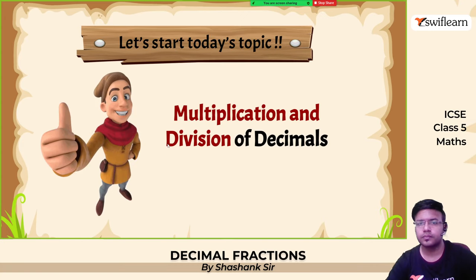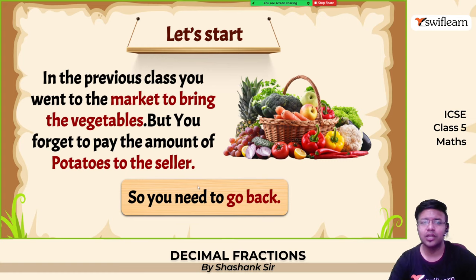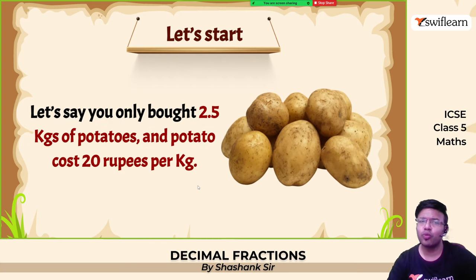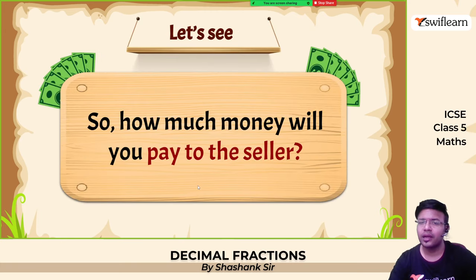Now, let's start the new topic today, multiplication and division of decimals. Operations such as addition, subtraction, multiplication, division, we are going to solve in today's class. In the previous class there was a problem. We went to a market to buy vegetables, but you forgot to pay the amount to the potato seller. You need to go back and pay them. Let's say you bought 2.5 kgs of potato and the cost of potatoes is rupees 20 per kg. How much should you pay to the seller?